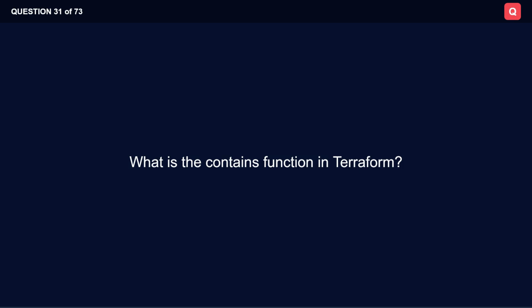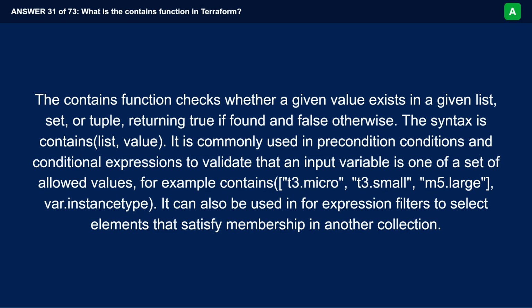What is the contains function in Terraform? The contains function checks whether a given value exists in a given list, set, or tuple, returning true if found and false otherwise. The syntax is contains(list, value).